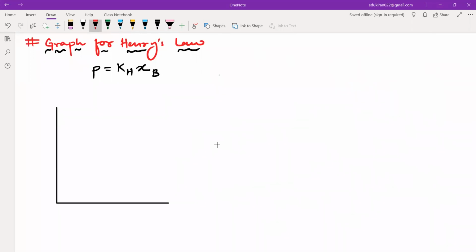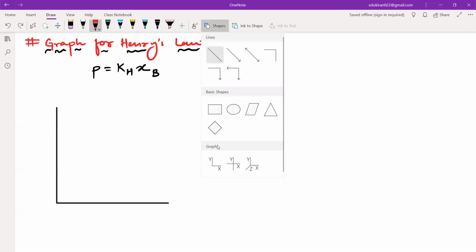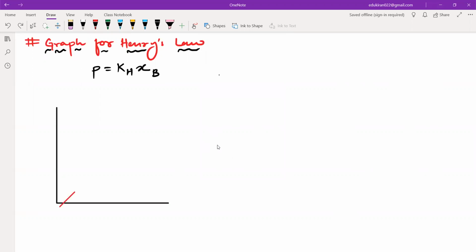And as you can see in this graph, it will pass through the origin. It is just like y is equal to mx, right? A y is equal to mx type of graph is here. So it will be passing through the origin like this.